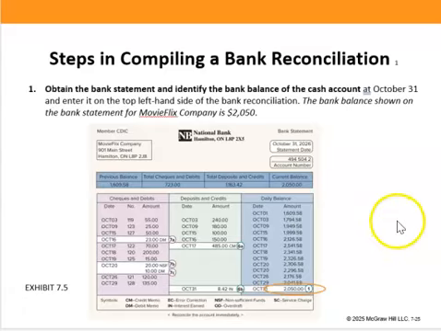Okay, so steps in compiling a bank reconciliation. Okay, so what I'm going to do, because I think I'm going to run out of time, is I'm going to stop this video. We're at the 9-minute mark, and I will create another one to go through all of the steps in compiling the bank reconciliation.